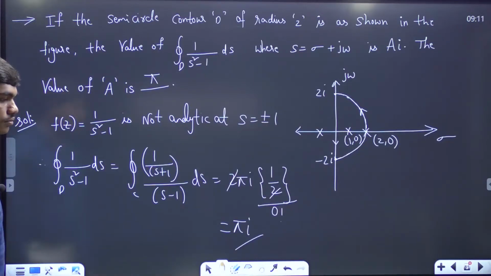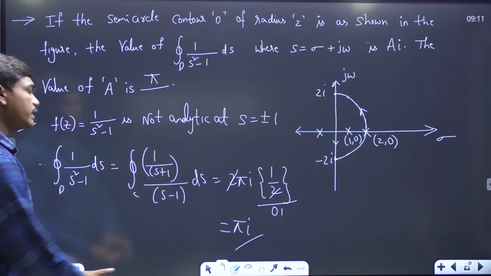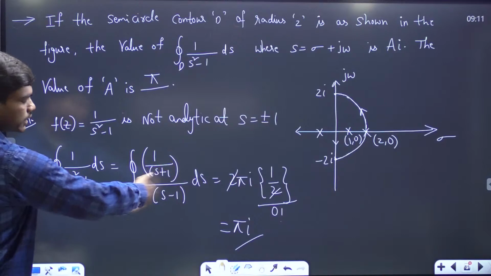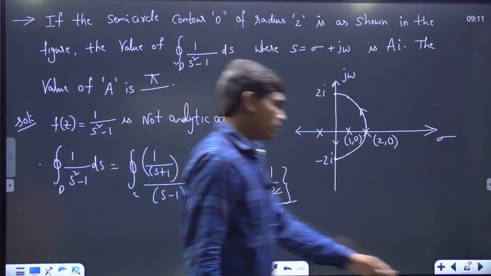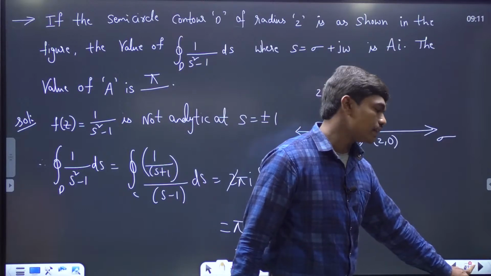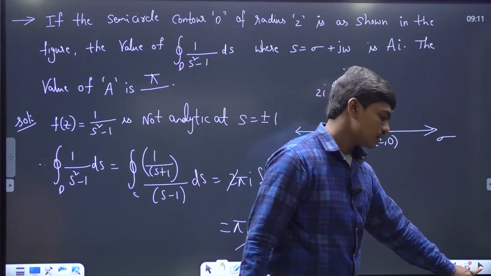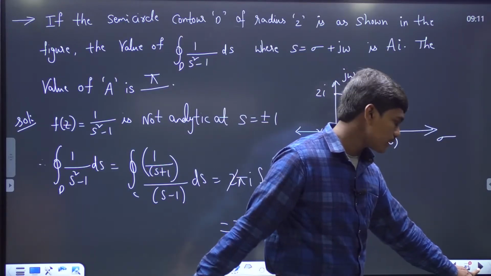Correct. Or else if you want, you can resolve into partial fractions, both are the same. Then definitely the integral of 1 by s plus 1 ds will go to 0. I hope you all understand this. Or else if there is some difficulty, you can talk to me. Can we move ahead? Yes, pi is the correct answer, Nagsai. That's what we have got here.